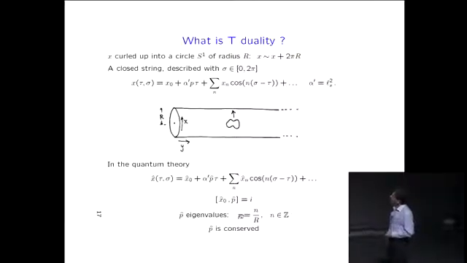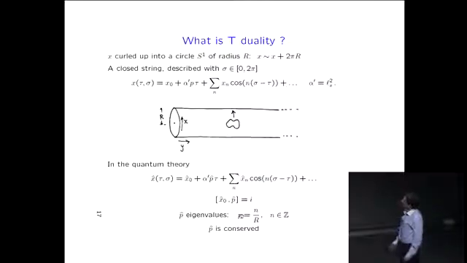And then the closed strings that move in this space will have peculiar behavior. So here it is, a closed string curled up in a circle of radius r, which we write as x is similar to x plus 2 pi r. And the closed string is described with a parameter. As you change the parameter, you travel around the string. That parameter is called sigma and runs from 0 to 2 pi.